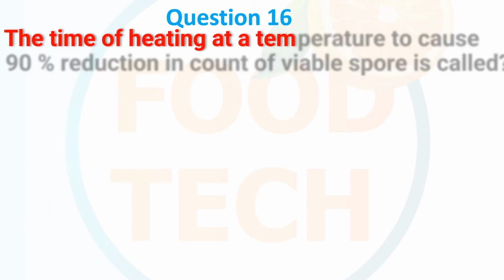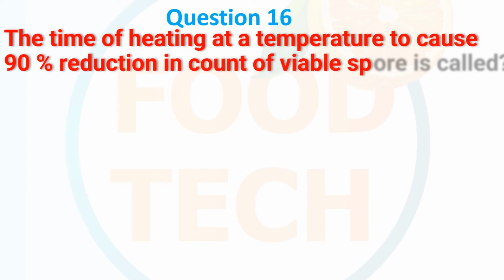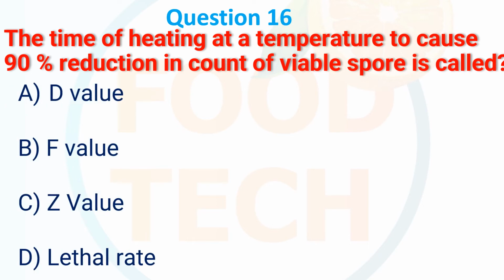The time of heating at a temperature to cause 90% reduction in count of viable spores is called A. D value. B. F value. C. Z value. D. Lethal rate. The answer is A. D value.